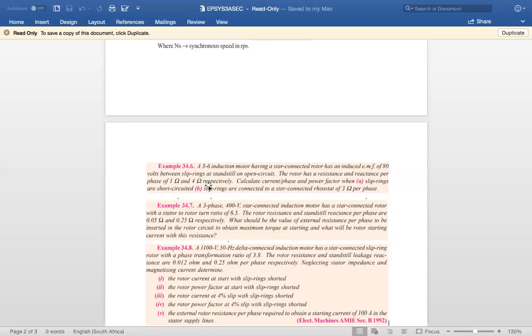Then let's look at example 3.6. A 3-phase induction motor has a star-connected rotor. There's an induced EMF of 80 volts between the slip rings at standstill on open circuit. The rotor has a resistance and reactance per phase of 1 and 4 ohms respectively. Calculate the current per phase and the power factor when A, the slip rings are short-circuited, and B, when the slip rings are connected to a star-connected rheostat of 3 ohms per phase.